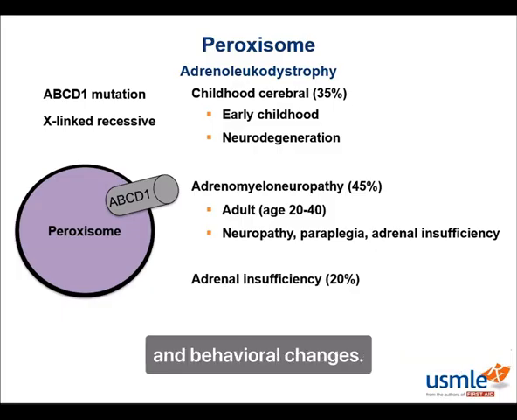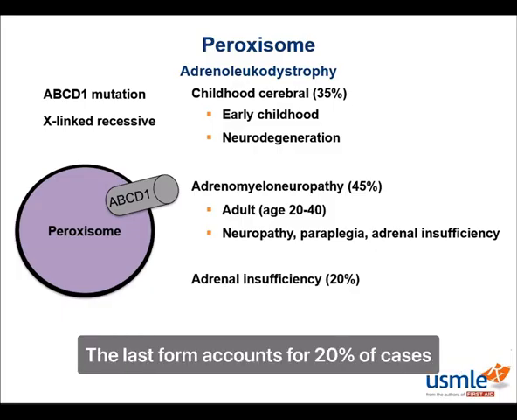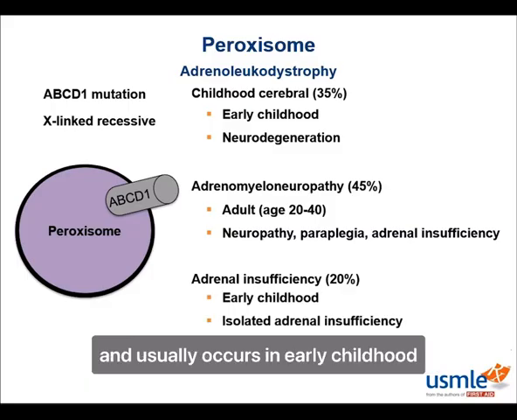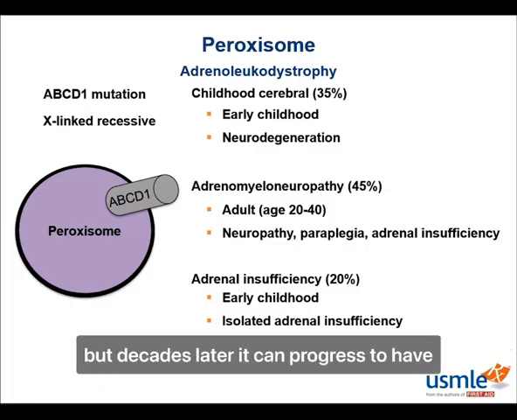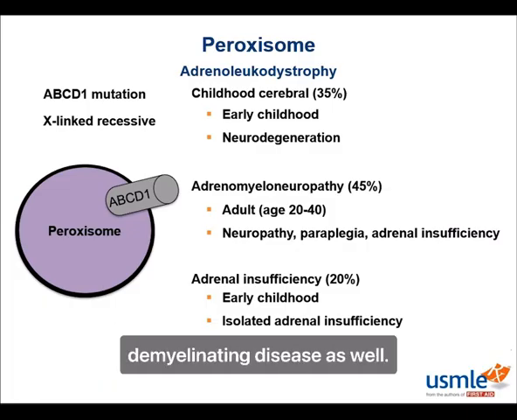The last form accounts for 20% of cases and usually occurs in early childhood with isolated adrenal insufficiency, but decades later it can progress to have demyelinating disease as well.